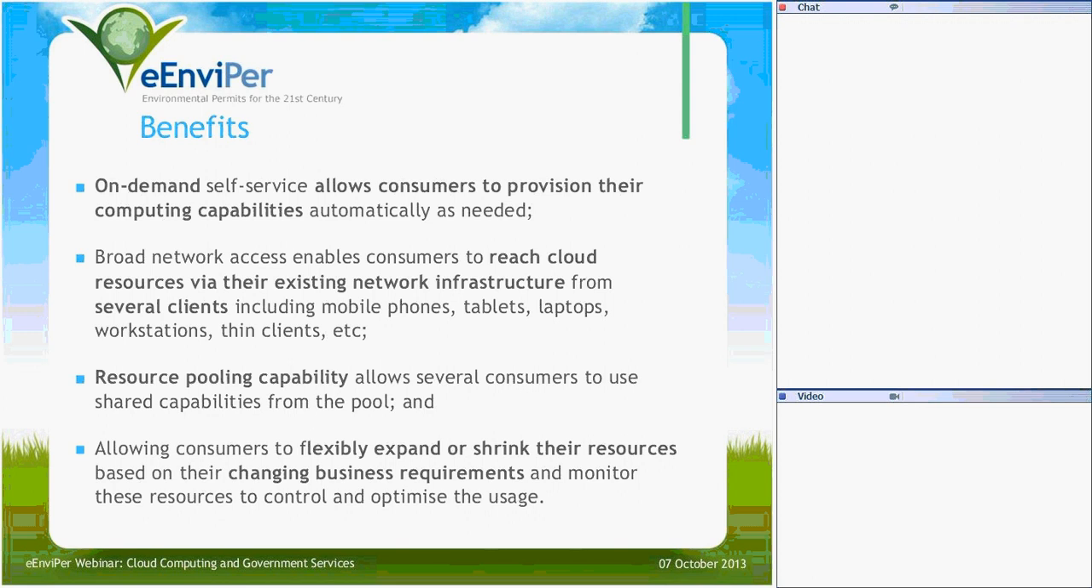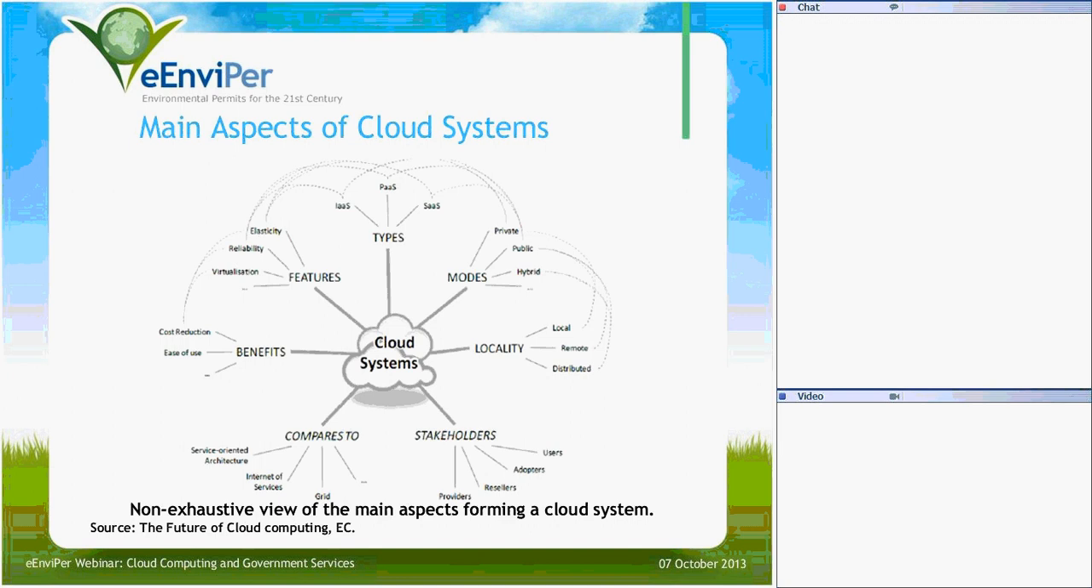Several clients are able to use the shared capabilities in order to decrease their costs on these resources. And it is very flexible for you to expand or shrink based on your business requirements. So look at the basic benefits. What are the main aspects of these systems?